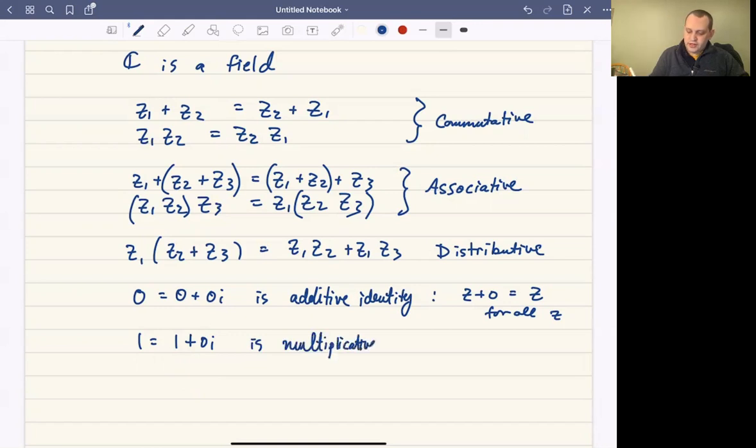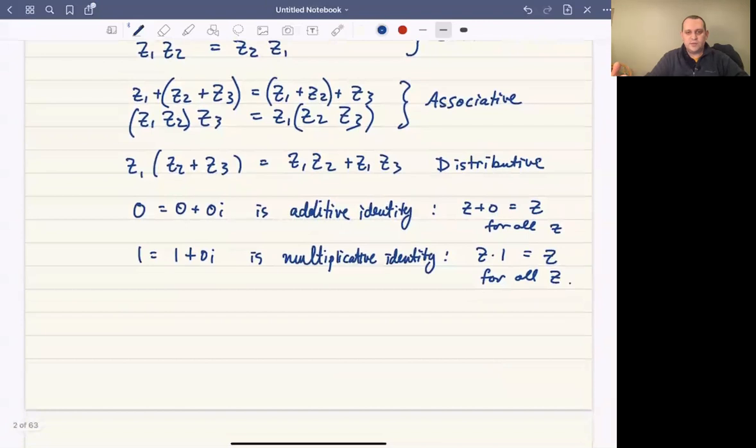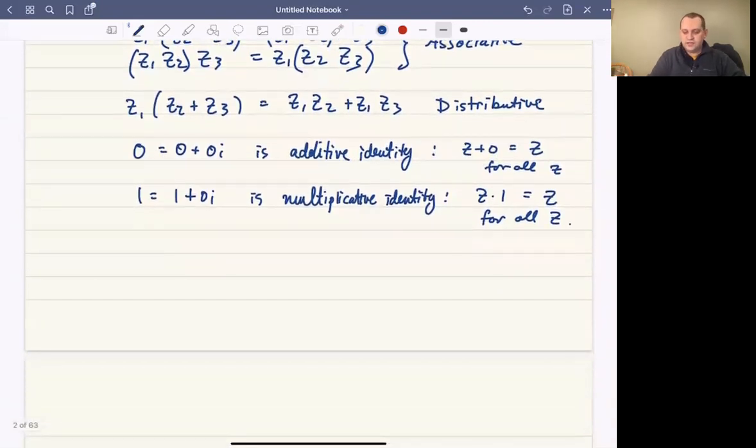meaning that you can multiply any complex number by 1, and you get back that complex number. Again, that's for all complex numbers z. So there's the existence of additive and multiplicative identities. There's also additive and multiplicative inverses.